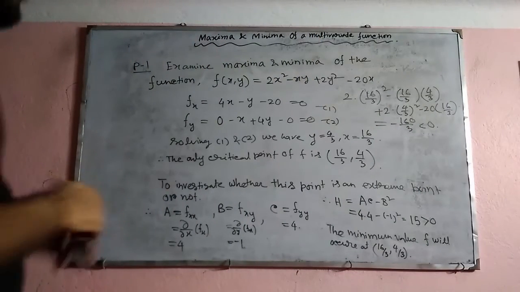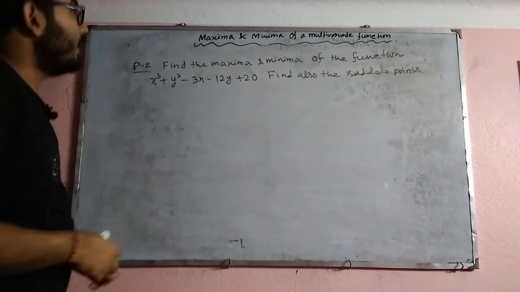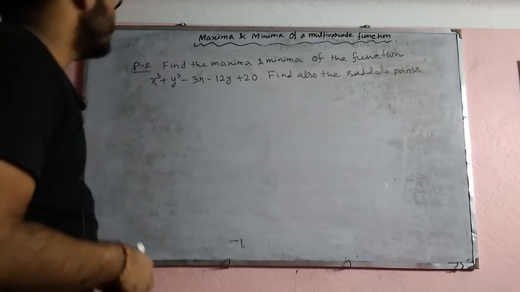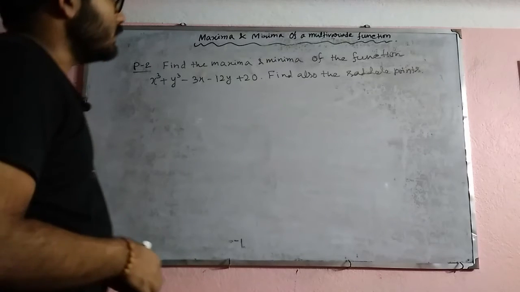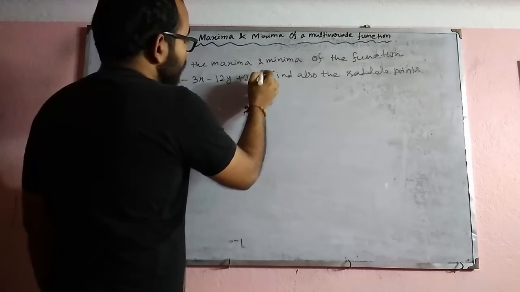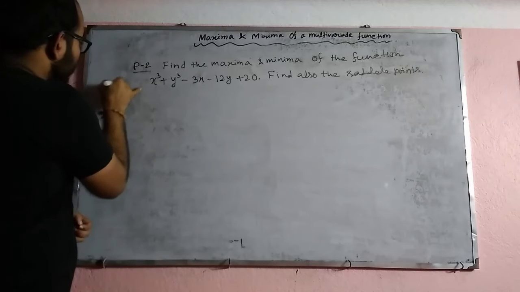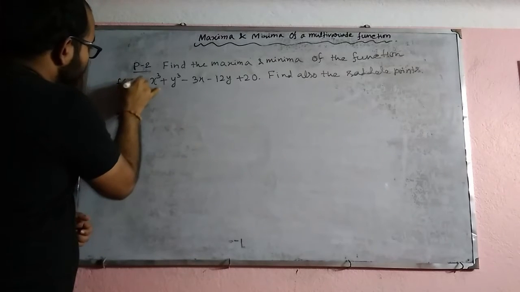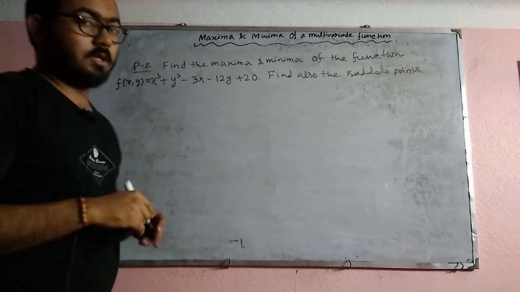Okay, for this function. Our second problem is to find the maxima and minima of the function x cubed plus y cubed minus 3x minus 12y plus 20. Find also the saddle points.